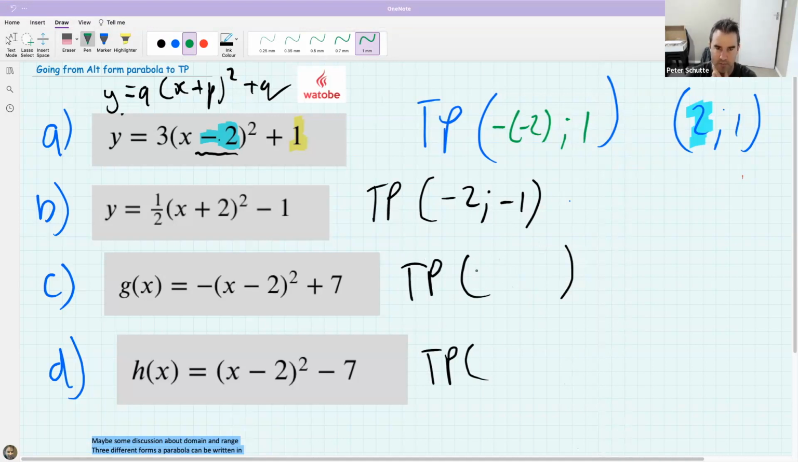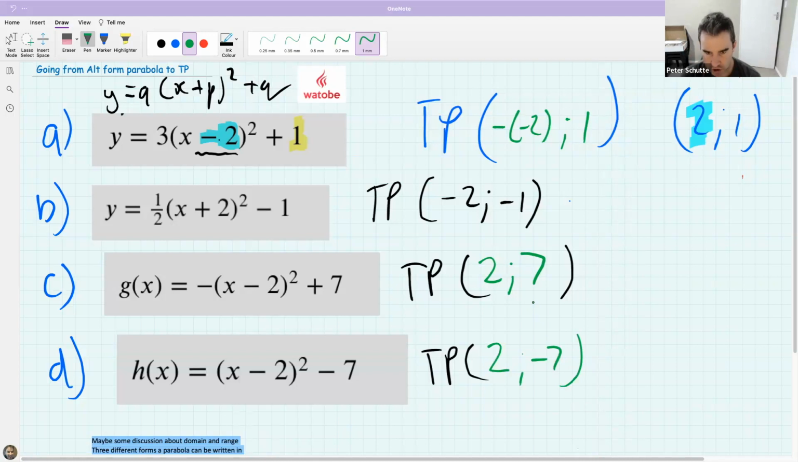Okay, I see the answers coming through. So the turning point for this graph is 2, 7. What's D going to be? Oh wait, it's not, yeah, it is 2, 7. And what's the last one going to be? Annie says it is 2, minus 7, and I agree, Annie.